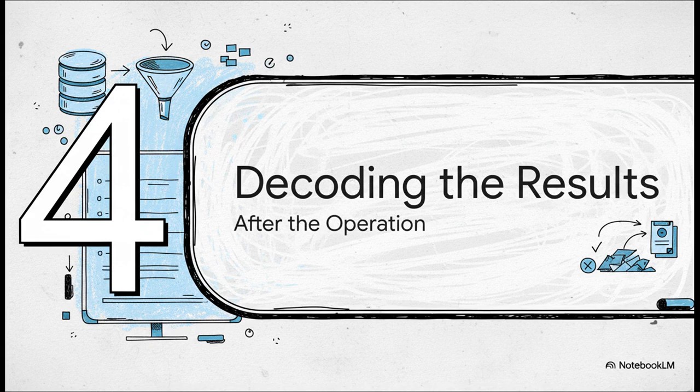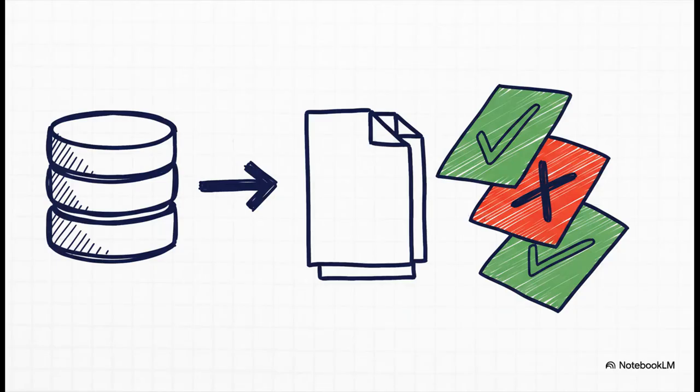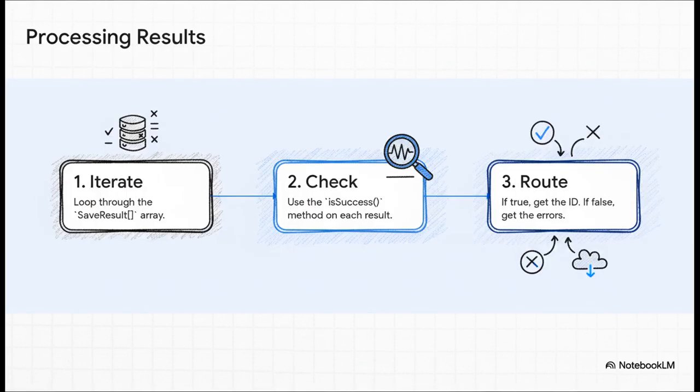But wait, our job isn't quite done. The operation ran, sure, but now we have to be responsible developers and actually check the results. This next part is absolutely crucial, figuring out what actually worked and what didn't. Remember that report card I mentioned? This is it. The system gives you back an array of save result objects. Seriously, this thing is your detailed breakdown. For every single record you tried to insert, there's a matching result object in this array just waiting to tell you its story.